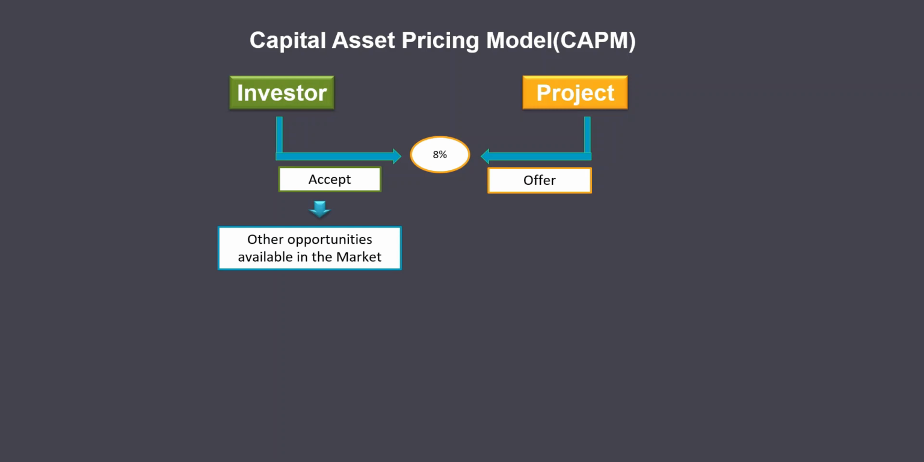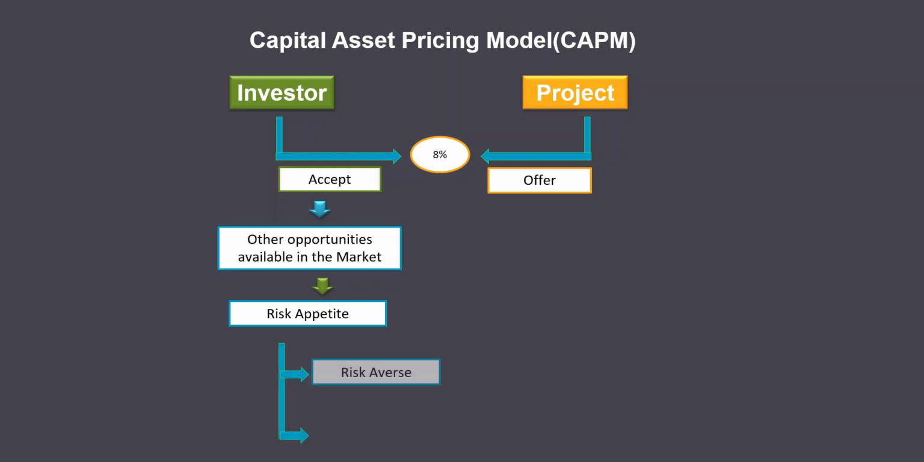There are two options available. The project is offering you 8%. As an investor, either you can accept the offer or explore other opportunities available in the market. It depends on the risk appetite of the investor, how he is going to invest in the market. There are two types of risk appetites. An investor can be a risk averse person or a risk taker.